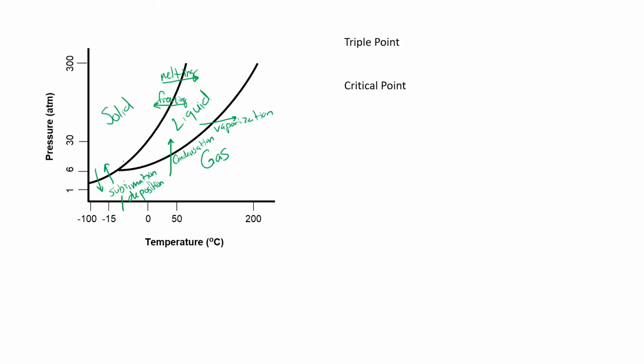Okay. There's a couple other things I want to point out. One is right down here where we have all three phases of matter meeting at one point. This is the triple point. This is where three phases of matter can exist at a certain temperature and pressure. So in this case, the temperature is about minus 10 degrees Celsius, and the pressure is about 6 atmospheres. So if you get there, you can have something that is a solid, a liquid, and a gas all at the same time.